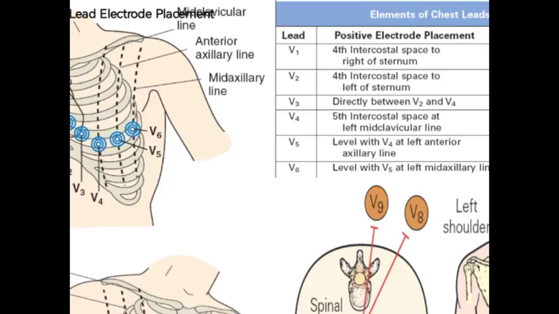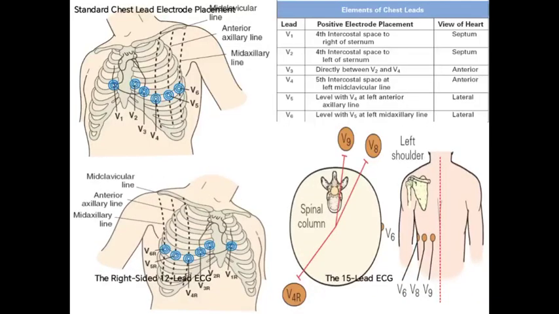The placement of these chest leads looks at a specific part of the heart. V1 and V2 view the septum of the heart, V3 and V4 view the anterior wall of the heart, and V5 and V6 view the lateral wall of the heart. Okay, this is about the chest leads. For right now we have to know these are the standard 6 chest wall leads.